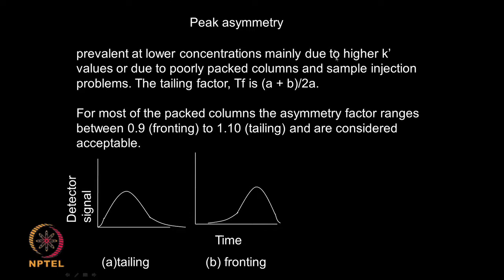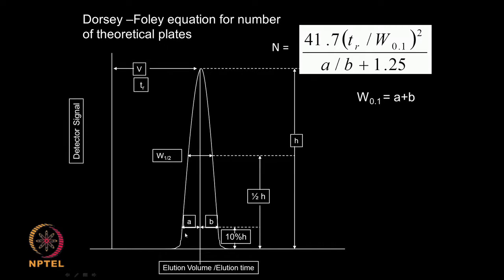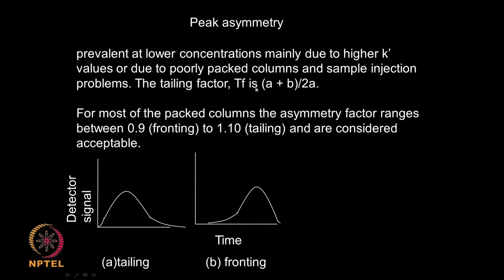There is something called peak asymmetry, because although we say Gaussian peak and so on, peaks are never Gaussian. You may have a tailing, that is, slowly it is decaying, or this is called fronting. So, both are possible. So, the tailing factor is defined by A plus B divided by 2A. What is A? The front portion of this is called A, and the back portion is called B. Okay. So, the tailing factor TF is A plus B divided by 2A.